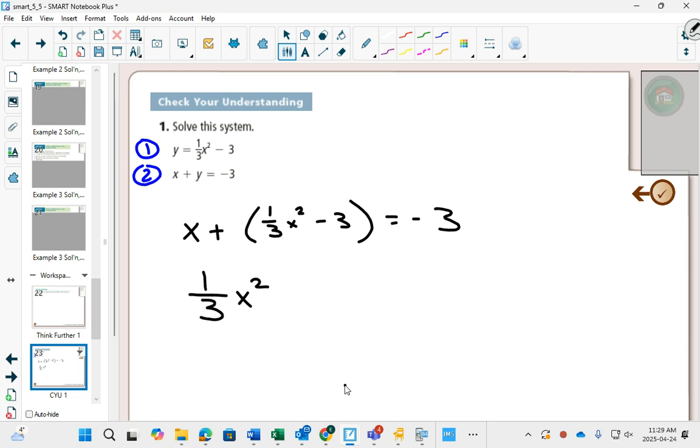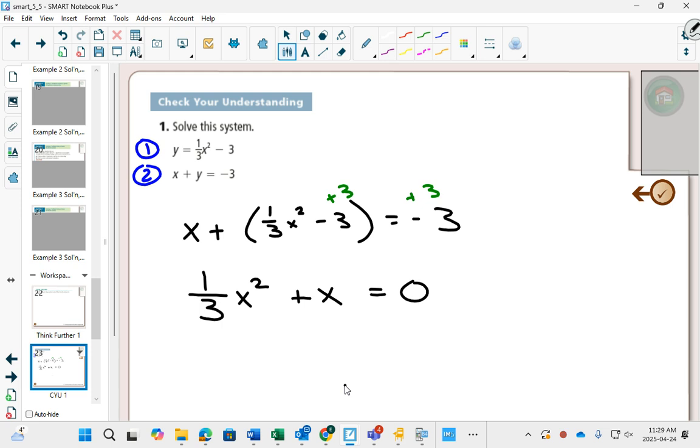Are you okay if I write the x squared there? And then my x second, so plus x. And I have a minus 3 on the left side. I'm going to bring this 3 over. You see that when you bring this 3 over, you add 3 to both sides. And adding that 3 makes 0. So I'm just left with 1/3 x squared plus x equals 0.